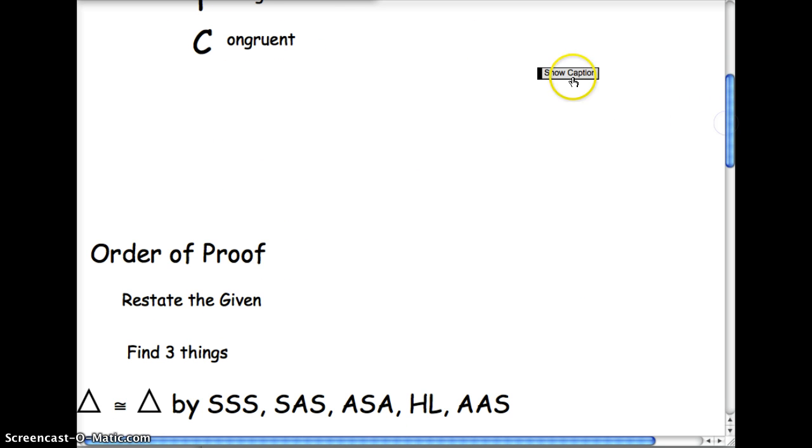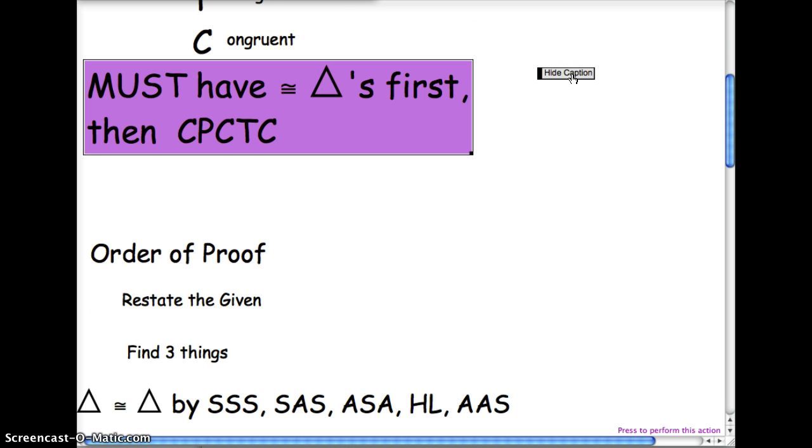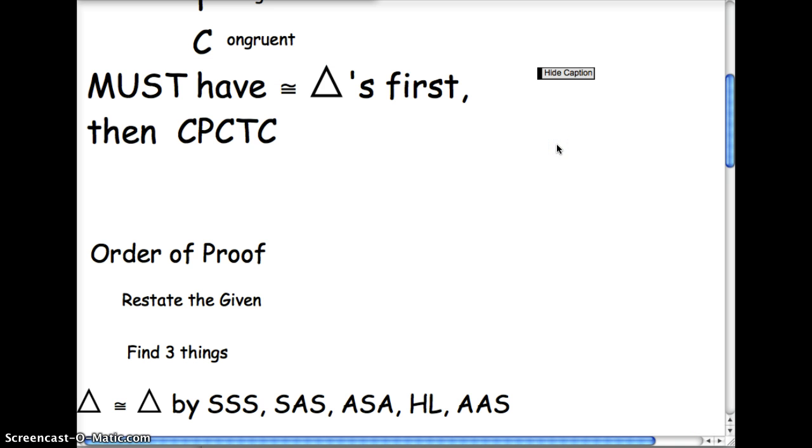Now, in order to use CPCTC, you must have the triangles proven to be congruent first. Okay? You can't just see that they're congruent and skip that step. You have to prove that they're congruent first.